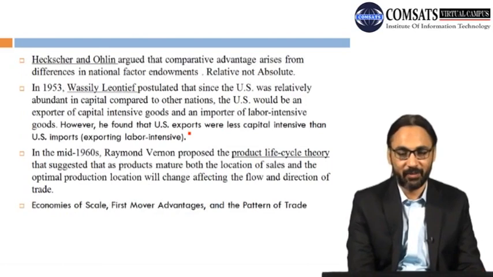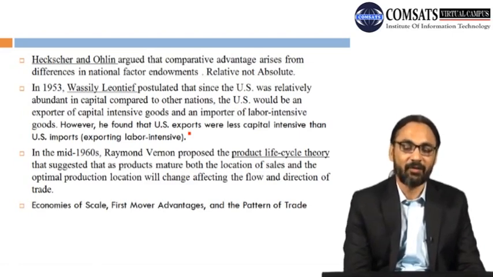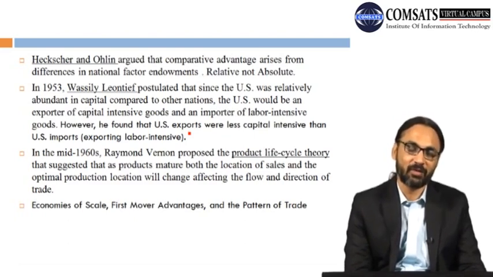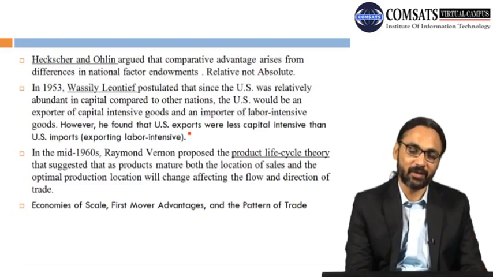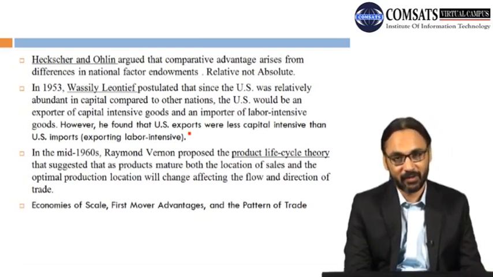Heckscher and Ohlin argued that competitive advantage arises from the difference in national factor endowments, relative, not absolute. What does national factor endowment mean? The things that the country is granted from God, or different national factor endowment. What are the resources that a country is benefited by nature? And these resources should be considered in relative, not absolute terms.